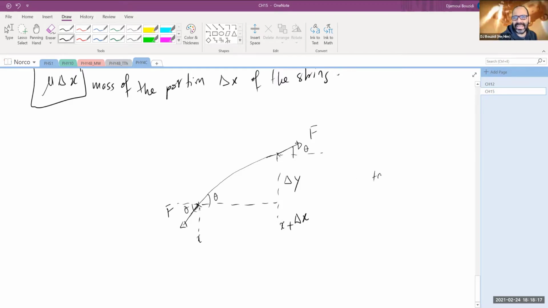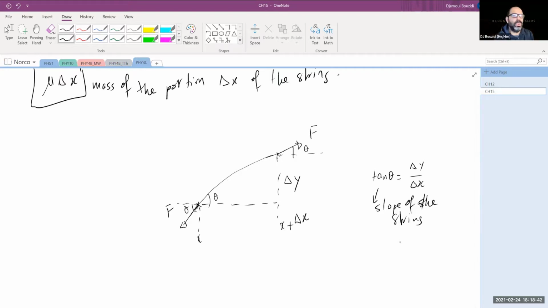As you can clearly see, the tangent of theta is equal to delta y over delta x from the geometry, okay? Theta is actually the slope, or tangent theta is actually the slope of the string itself, how tilted it is, okay?